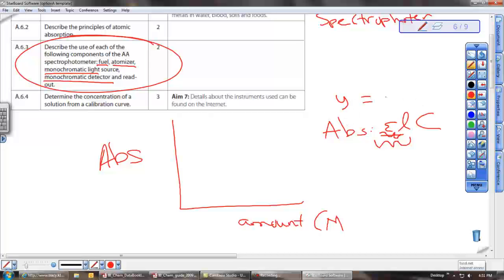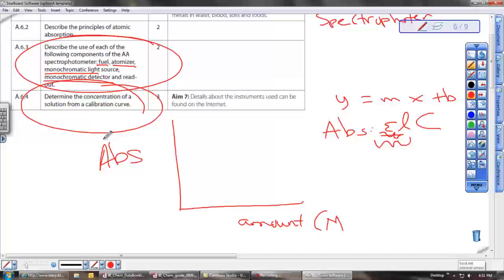This has the form of y equals mx plus b. The y-intercept should be 0, because when there is 0 chemical, there should be 0 absorbance. Very, very basic idea. So using this technique, see this thing here? It says determine the concentration of a solution from a calibration curve.